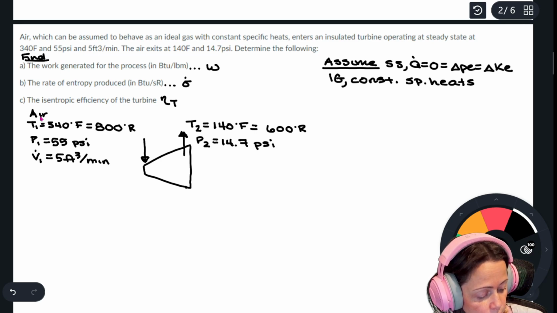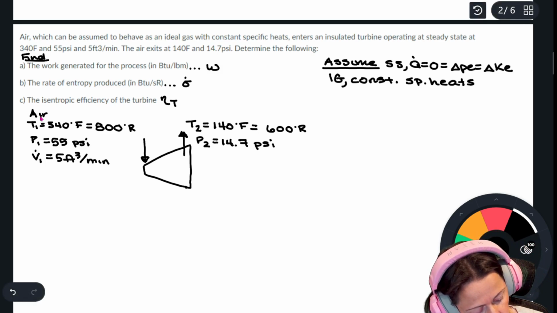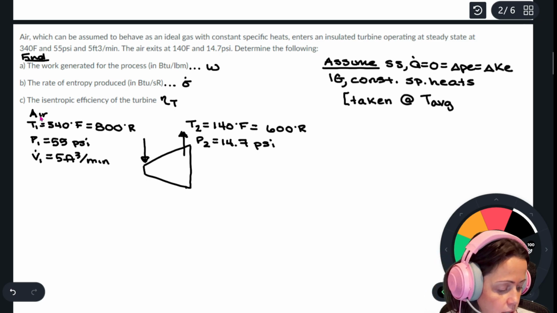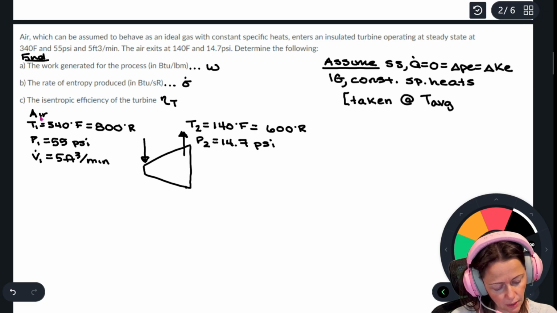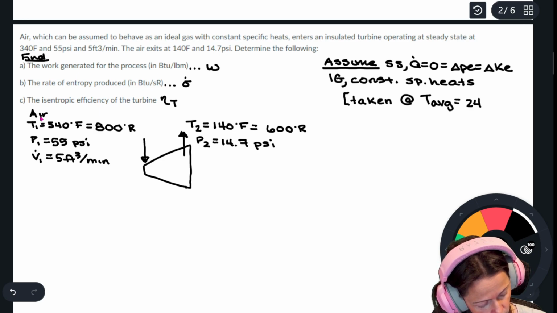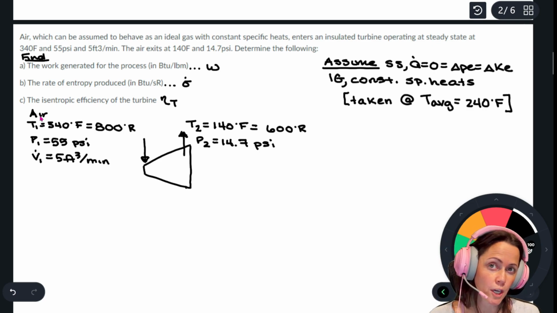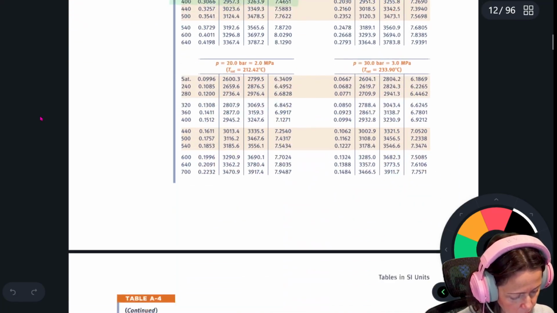And so I think that I'll probably need two things here. Before we get that, it's going to be taken at the average temperature, which in this case is the average of 340 and 140. So 200 degrees Fahrenheit. Okay, so before we go forward, let's go to A20 and pull out the properties that we think we might need.